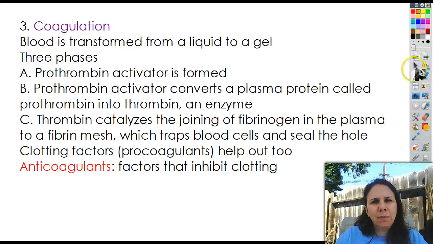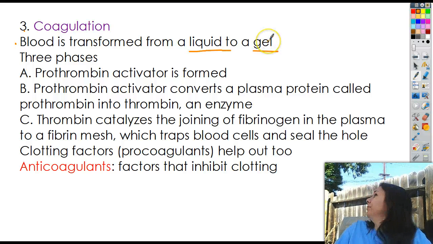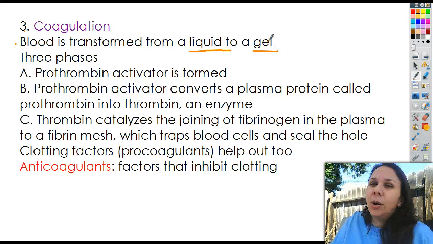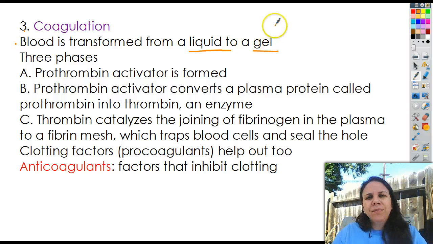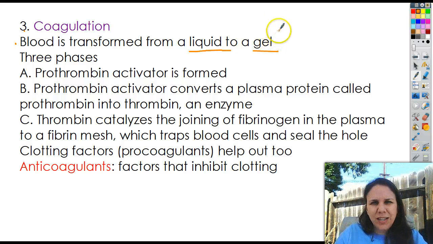Okay, the third step that's going to happen is coagulation. Coagulation means to clot or to clump up. And what's going to happen is that the blood that is trapped in with all the platelets is going to turn from a liquid, which flows nicely, to a gel. Turns into a gel, and I'm sure you've seen, when you get a bloody nose, and then the next time you blow your nose, you get this bloody gelatinous clot. Yeah, that's what I'm talking about.